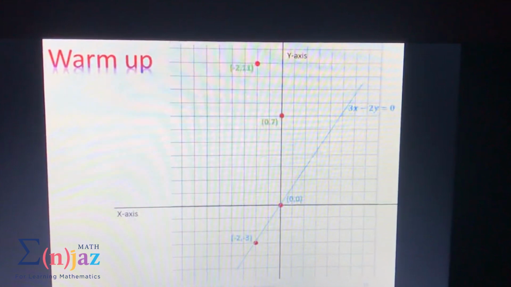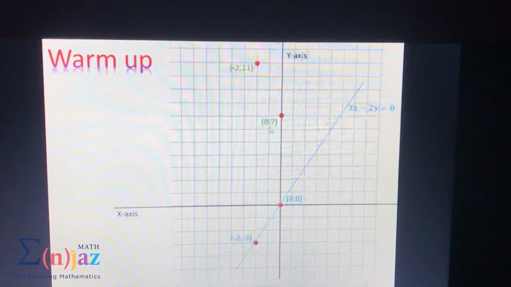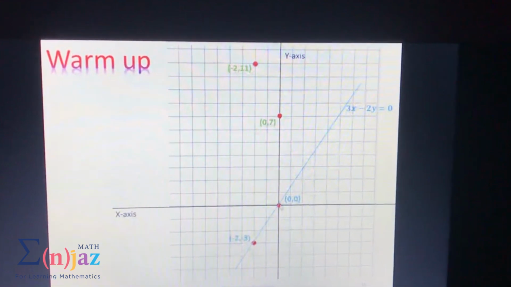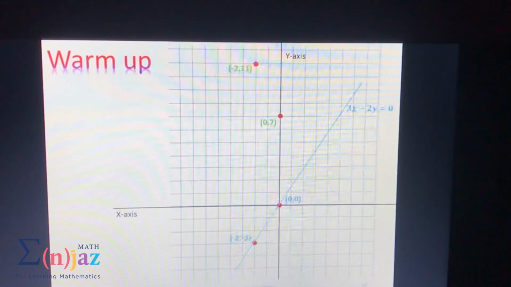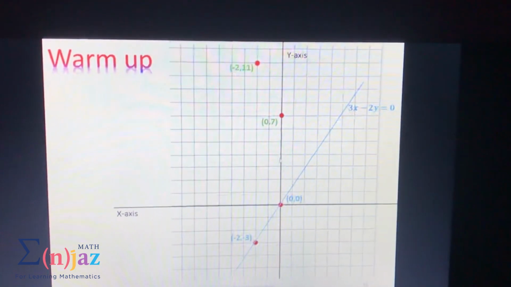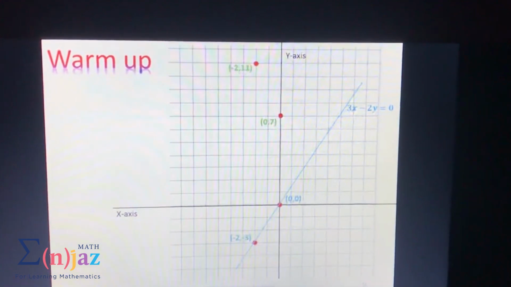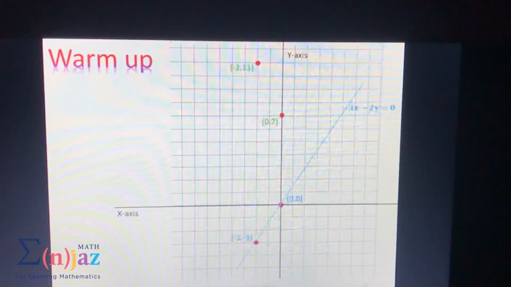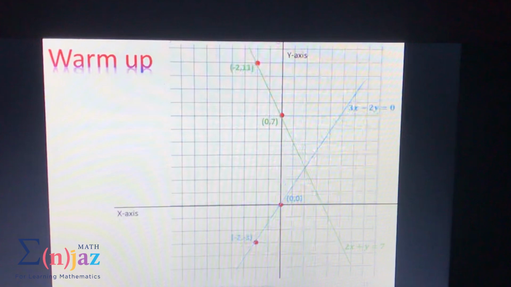Let's plot 0, 7. So 0, we don't move, so we start always from here. Since the x is 0, then we don't move to the right or to the left. And 7, so it's positive, so you go up on the y-axis. 1, 2, 3, 4, 5, 6, and 7. So 0, 7. And you plot the second point in the exact same way. So draw the line graph, and don't forget to put the address of this line graph, which is 2x plus y is equal to 7.